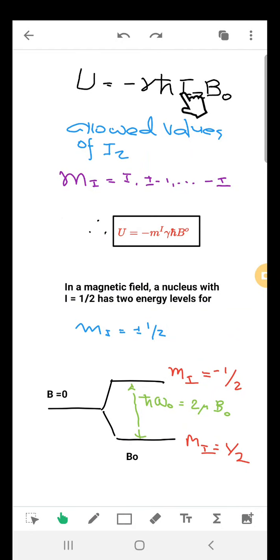Again, this Iz can be expressed in terms of the azimuthal quantum number, so I ranges from plus I to minus I. Putting in that value of Iz, we get the total interaction energy term, minus Mi gamma h cross into B0. Now, when I is equal to 1 by 2, due to the spin of the electron, it leads to two values of Mi.